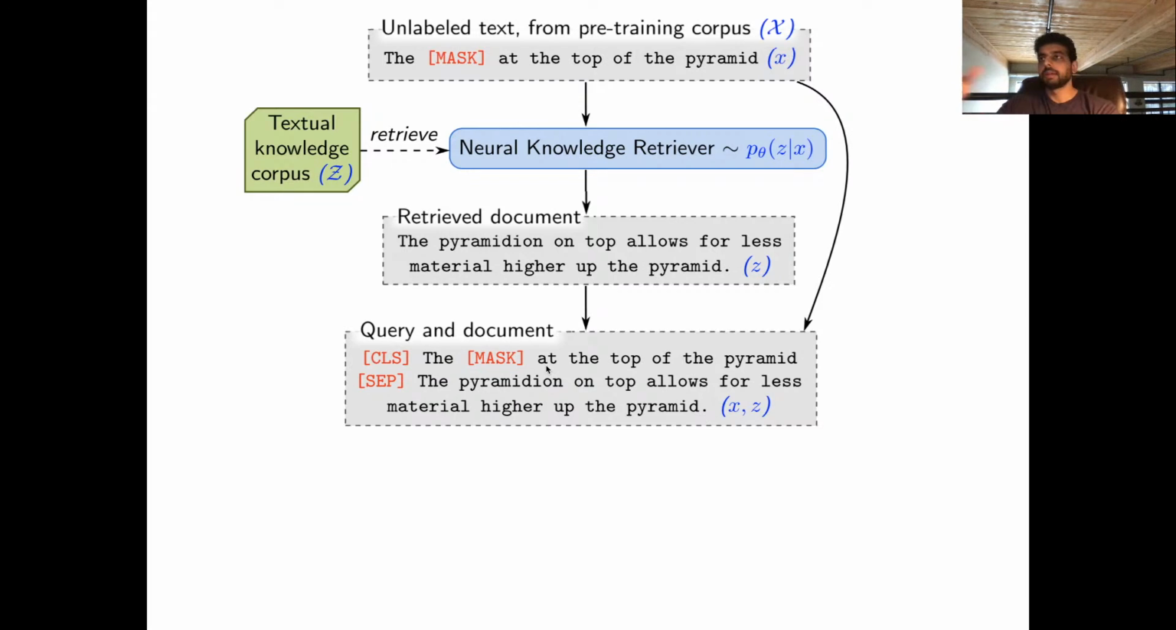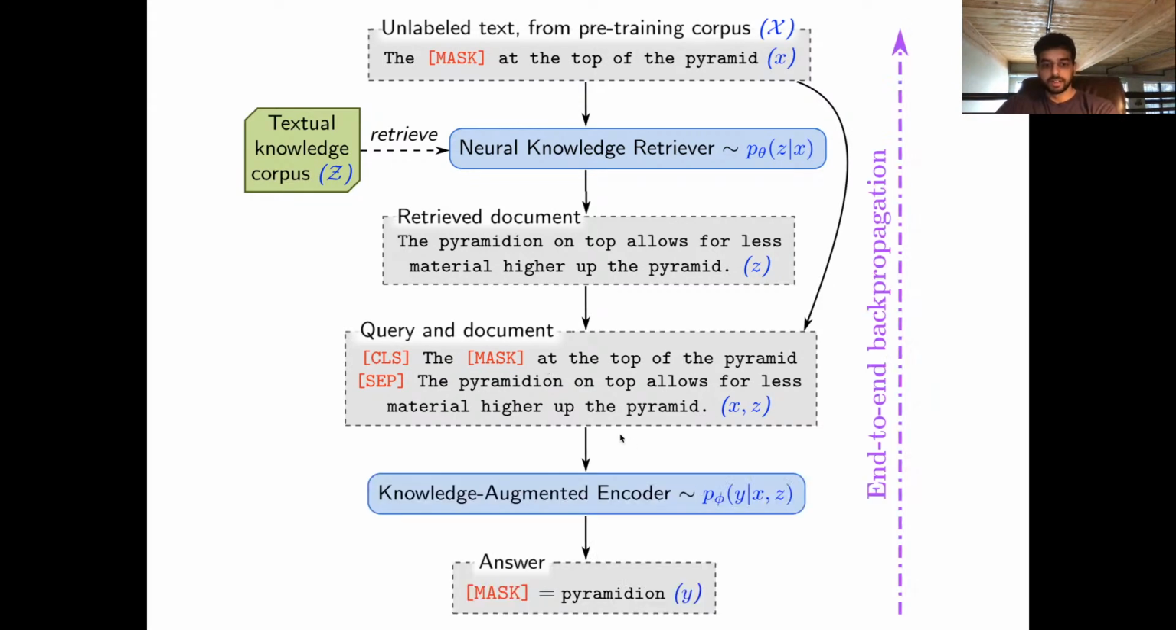For the final part of this model, which is this knowledge-augmented encoder, this is the standard masked language modeling objective. It's predicting the word that was masked. But instead of doing this just based on X, which was the original input sentence, it's now doing it conditioned on both X and the document. So that's the general way in which this whole system works. And we're training both of these components, the retriever as well as the encoder, through backprop. So we've already seen, of course, the training algorithm here.